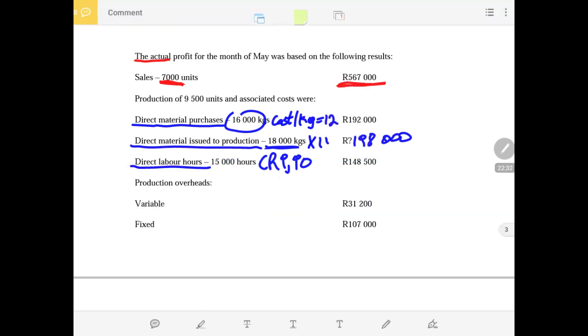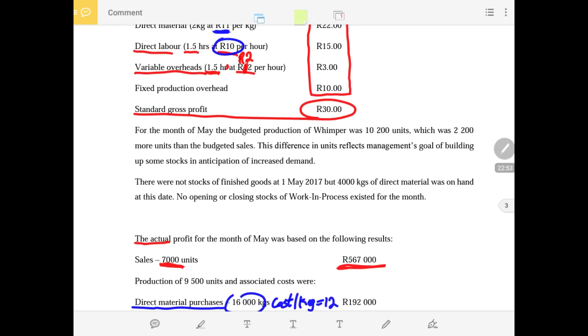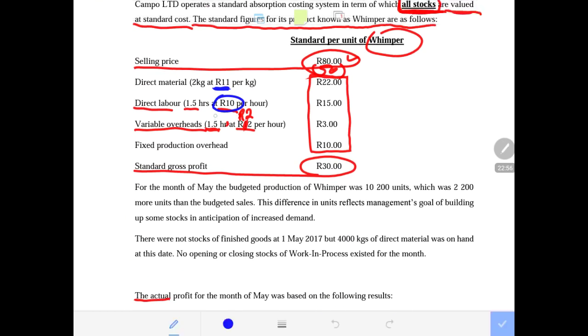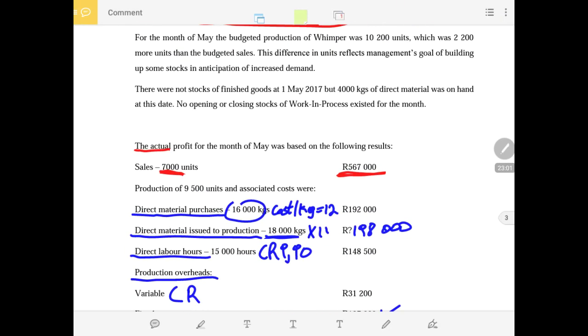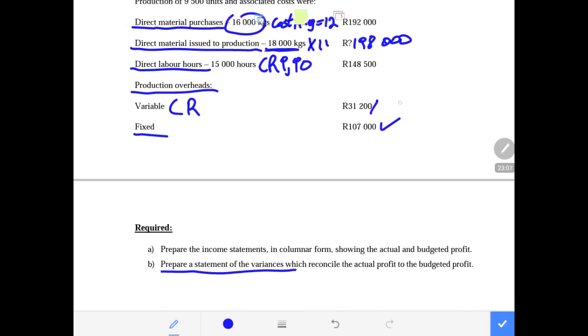Now we go to the next one, which is the production overheads. We have variable overheads of 131,200 and fixed overheads of 107,000, and here we need to know how much our actual overhead cost per labor hour is. Why am I saying per labor hour? Because my variable overhead was based on labor hours, hence I was given 1.5 per labor hour. Therefore I need to take my actual cost in total and divide it by the actual labor hours, which is 15,000 hours.